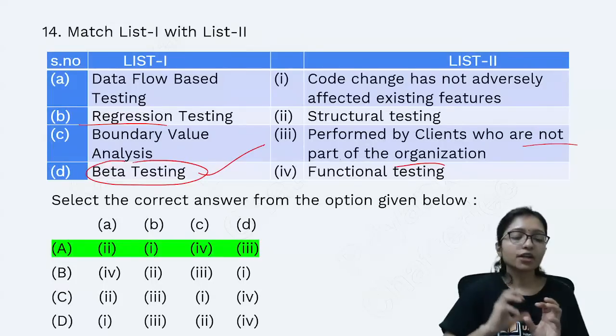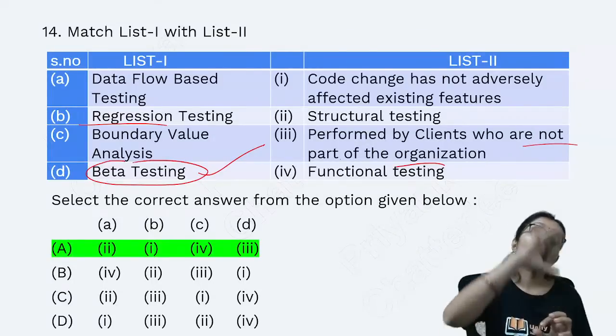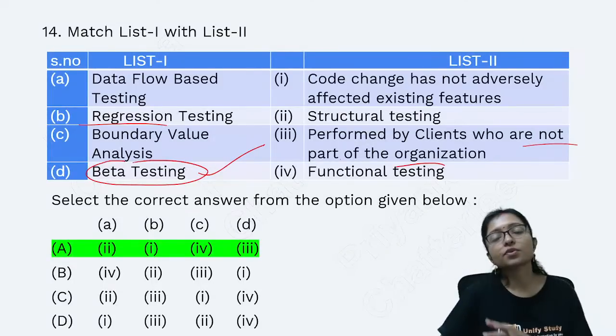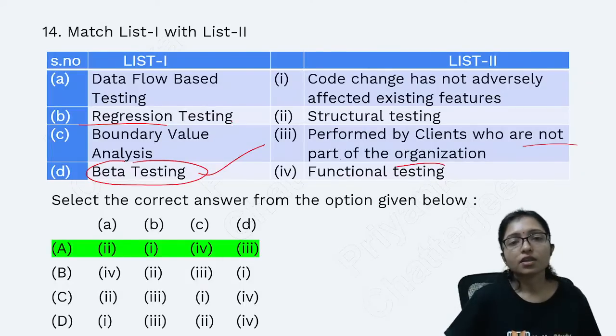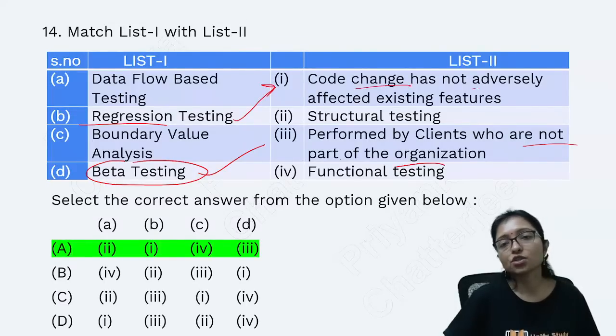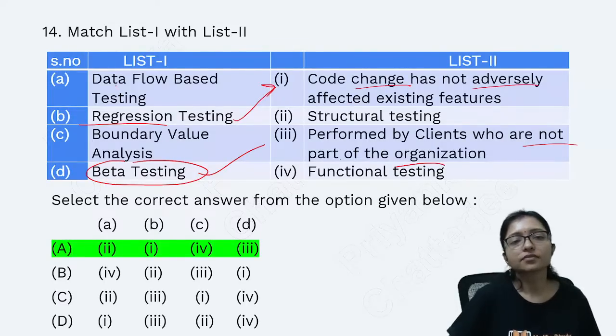Regression testing is that you are doing something, some part is done, and after that you have to assure that whatever change is done will not impact the total software. That is called regression testing. So here you can see regression testing: code changes do not adversely affect the software.